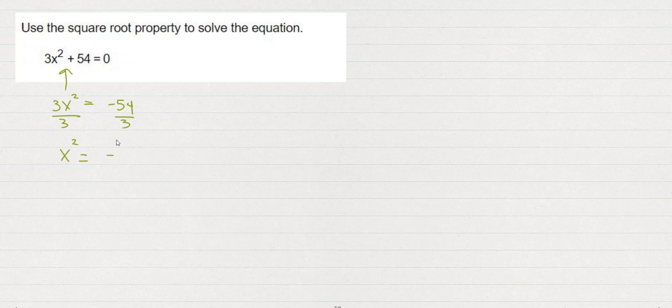So negative 3 goes into 54 18 times, so x squared equals negative 18. So once again, what have I done? I isolated this x squared term by moving the 54 over, so I subtracted 54 and then divided both sides by 3, and I get x squared equals negative 18. So that's the first step, solve for x squared.